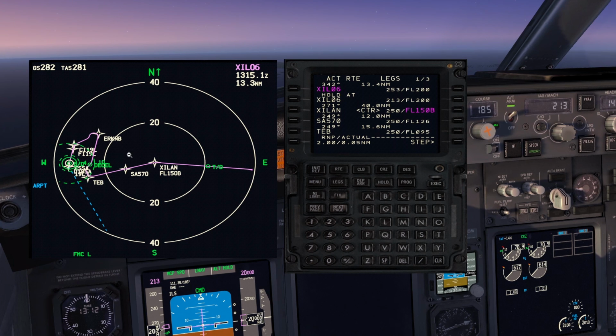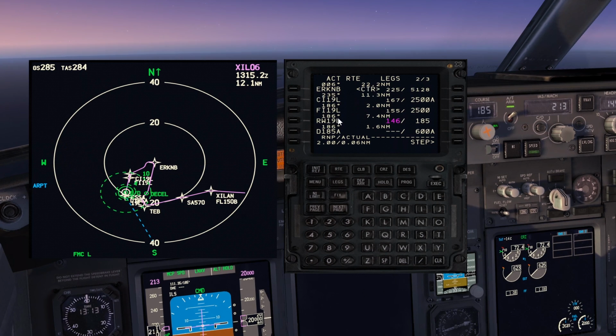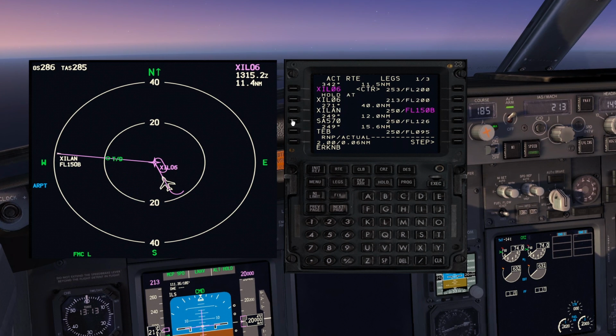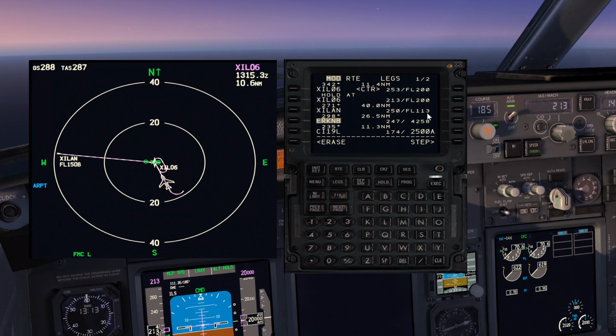So first of all, I will show you how to prepare for it, and secondly I will show you how to correct if you end up being high. Hopefully everything is set up now. So we have the STAR now in the FMC. We have Sealand, Sierra Alpha, and all the points in here and all the restrictions. So we expect to go direct to Erken after Sealand. So we move Erken and put it below Sealand. We need to delete the altitude restriction at Sealand, and it will recalculate, and it wants us to be at flight level 113 at Sealand, and the restriction was below 150.